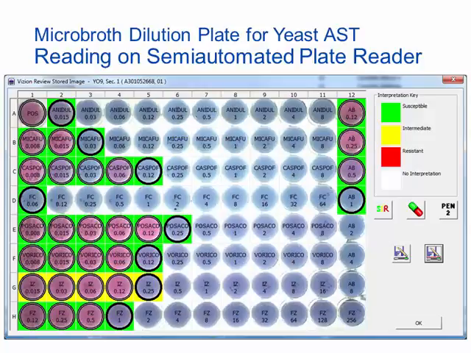For micafungin, the endpoint is 0.03 micrograms per milliliter. And for caspofungin, some skipping of wells is seen with the alternating blue and purple colors, so the endpoint is read as 0.12 micrograms per milliliter.